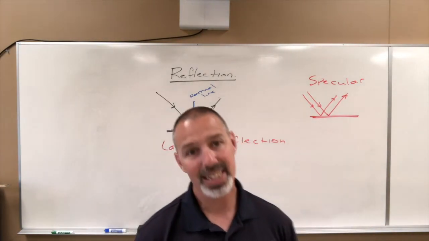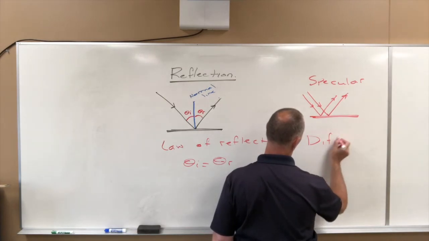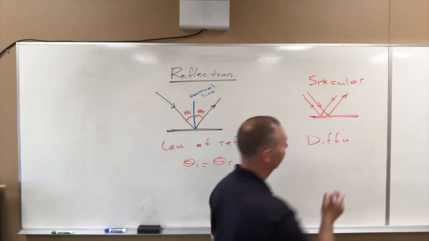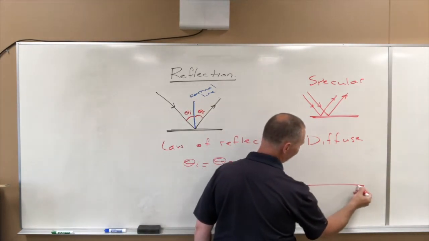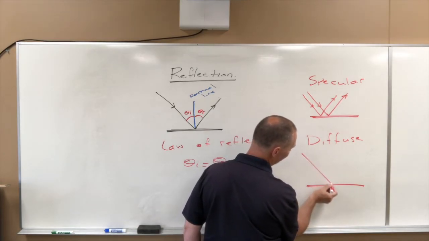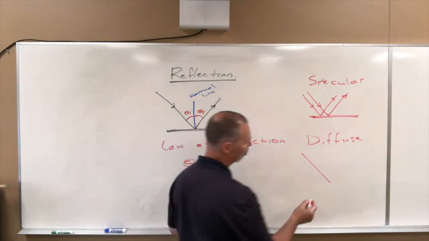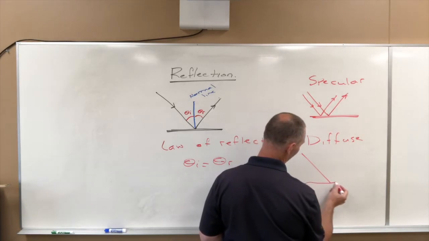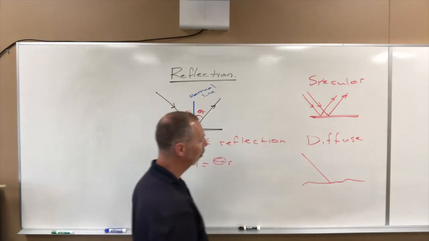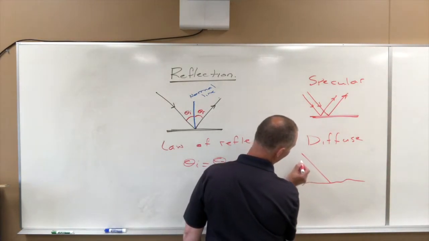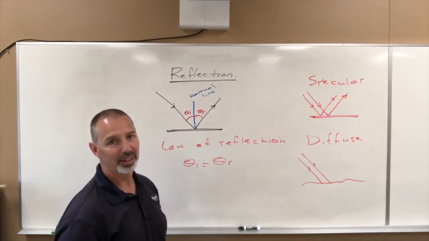All right. The second type of reflection is called diffuse reflection. In diffuse reflection, if we have a reflective surface here and we have incoming rays, now a diffuse surface is not smooth. So I'm going to draw this like a microscopic view of a surface that is not smooth. Okay, so whereas this one was smooth, this one would not be smooth. And if I have parallel lines coming into it, they will not be reflected parallel.